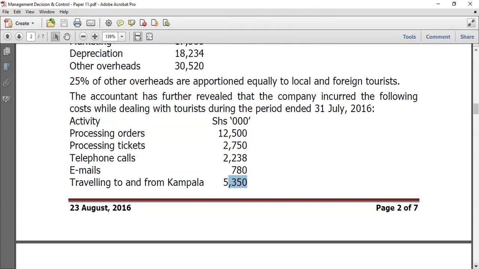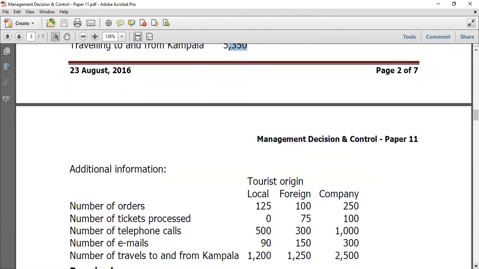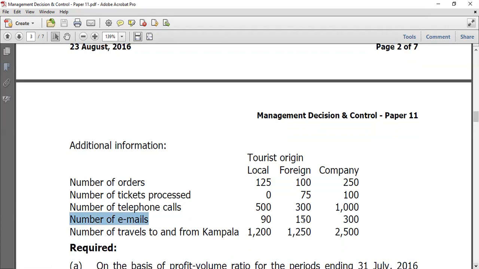And we proceed to also additional information. So additional information, we are seeing the number of orders. We are seeing number of tickets processed. They have broken it down, okay? They have also given us a number of emails. Then they have also given us a number of travel to and fro, okay?